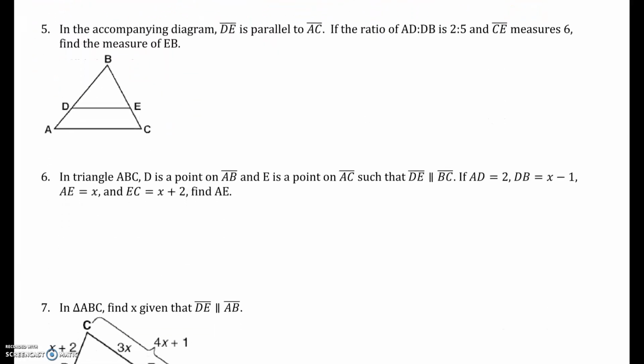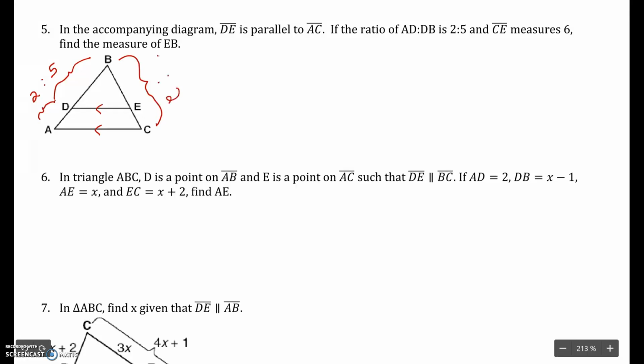Number 5 is giving you the same kind of setup because we do have parallel lines, but they're not telling you all 4 sides. They're telling you the ratio of AD to DB is 2 to 5. Keep in mind, remember that in proportion means they have the same ratio. That means on the other side here, the ones directly across from them are going to have that same ratio where we have the 2 on the bottom and the 5 on the top.